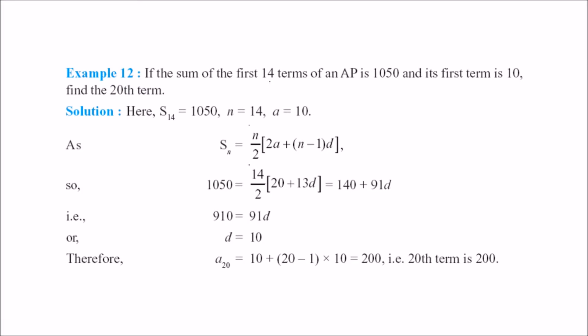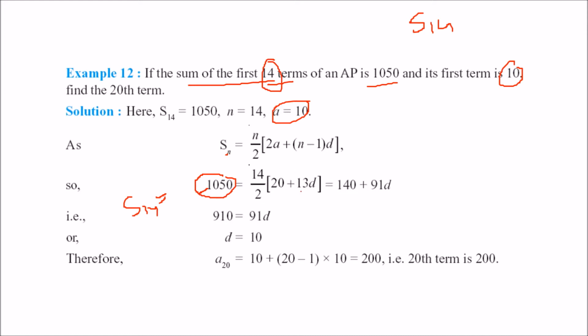If the sum of the first 14 terms of an AP is 1050 and its first term is 10, find the 20th term. So the sum of 14 terms is given, so we are being provided S14. S14 would be 1050. This will be equal to n by 2 into (2a plus (n minus 1) into d). In this case, the first term is given as 10, so a will be 10. n is 14, and the sum is here.